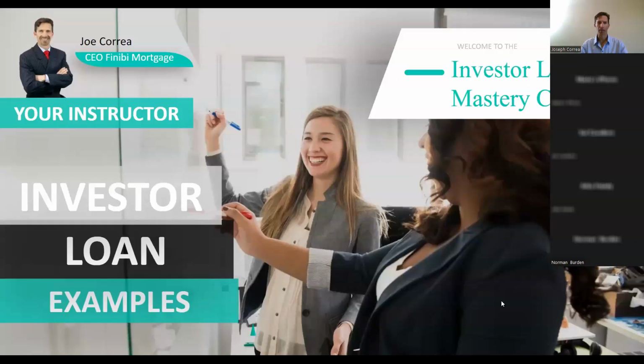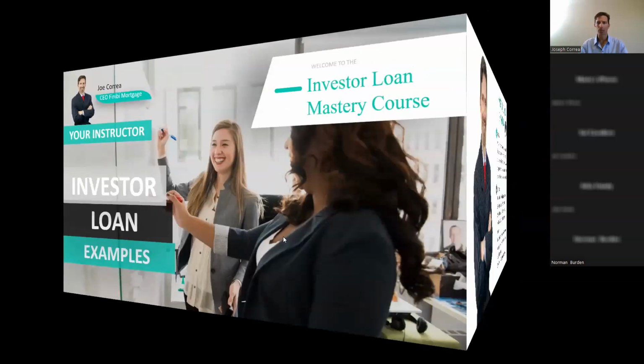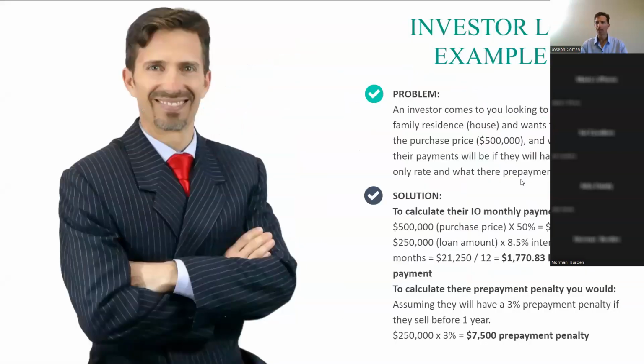All right. So we're going to go over investor loan examples. Let's go over the very first example. So right now, if we have, for example, an investor that comes to you and they want to purchase a single family residence or a house, and they want to finance 50% of the purchase price, which is 500,000.